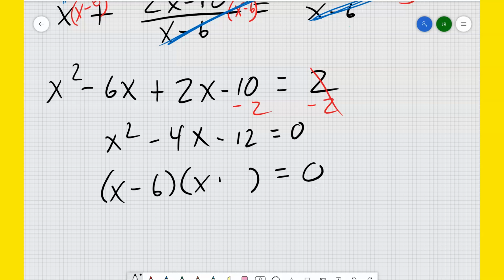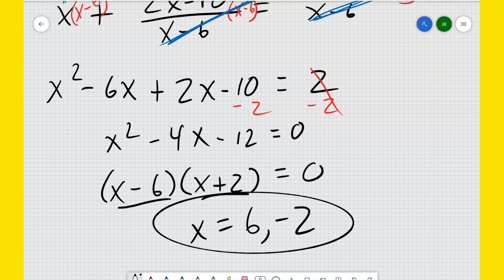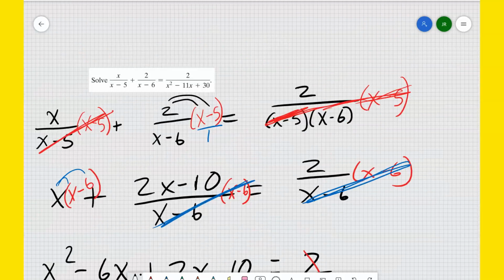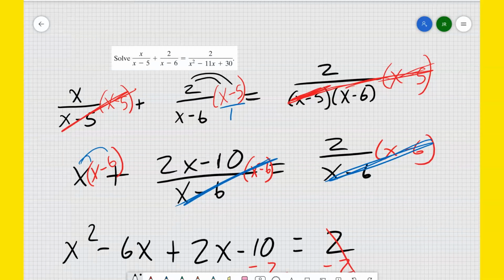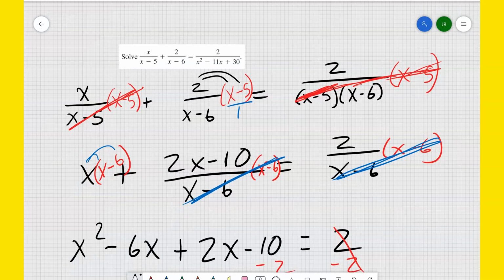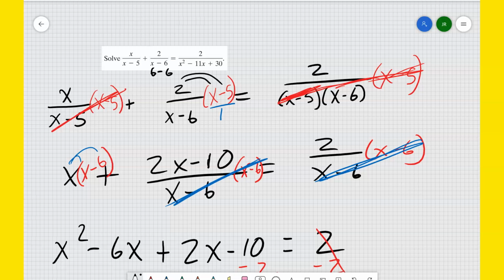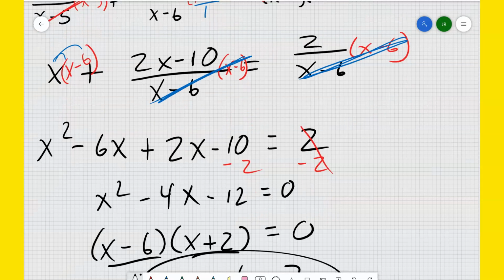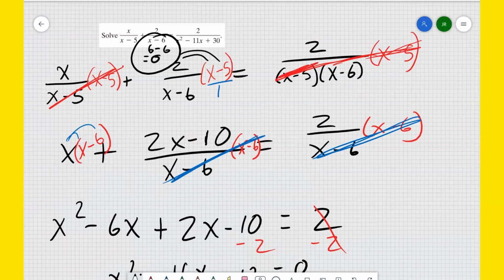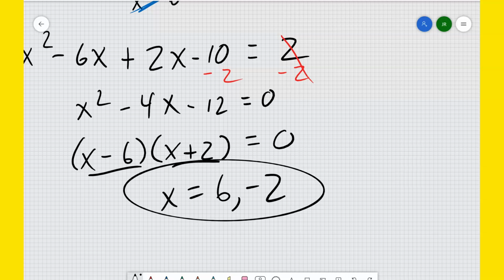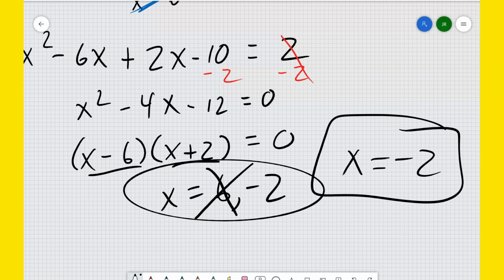It is x minus 6 and x plus 2. So if I solve both of these by setting them both equal to 0, I'm going to get positive 6 and negative 2 as my answers. Let's go back up and see if both of them work. Oh, I see one that won't work, don't you? If I plug 6 in, 6 minus 6 gives me 0 there on the bottom. So that's not going to work. The negative 2 though will work. So the 6 is not really an answer, but the negative 2 is an answer. The negative 2 is a good answer.